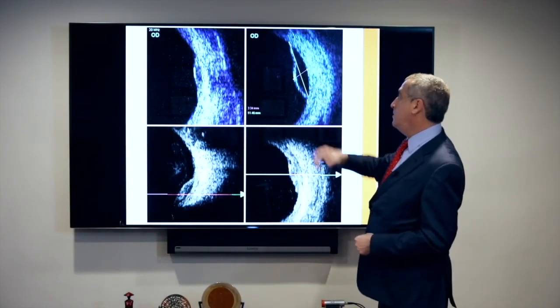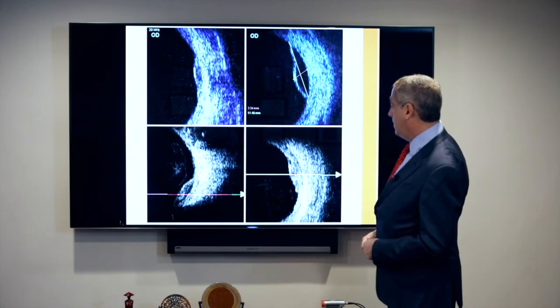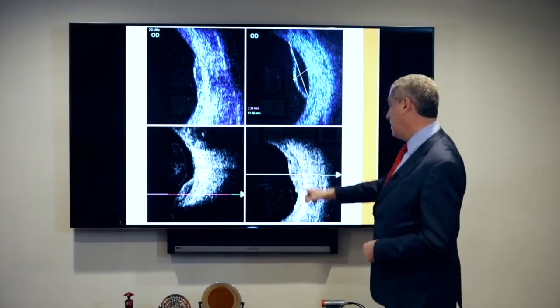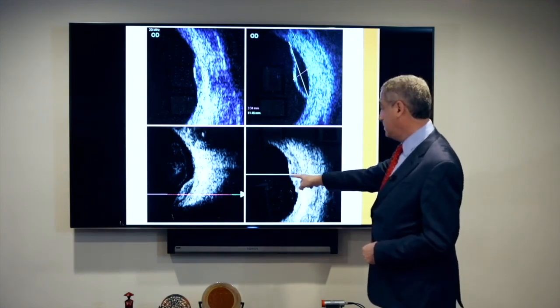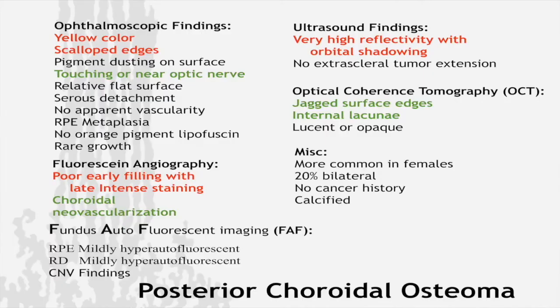Here we have a serous component. This is completely echolucent. And here we have the tumor itself within a regular surface. It blocks fluorescein after movement that we can best see on ultrasound imaging, relatively rapid change over time, and the hemorrhage at its edges. So the last tumor that we're going to talk about is choroidal osteoma.